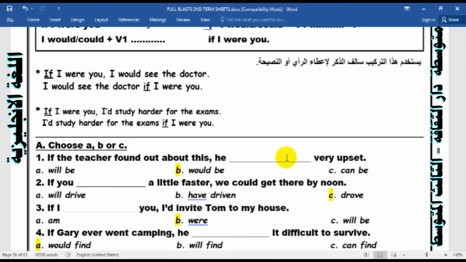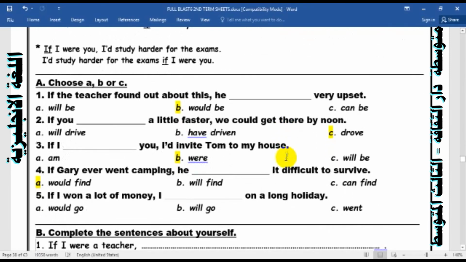نفس الكلام number 2. If you drove a little faster we could get there by noon. The right answer here is drove. Why? If must be followed by past simple verb 2. Drive? Yes, drove. Excellent. Number 3. If I were you, I'd invite Tom to my house. Yes, if I were you, I'd invite Tom to my house. It's my opinion.